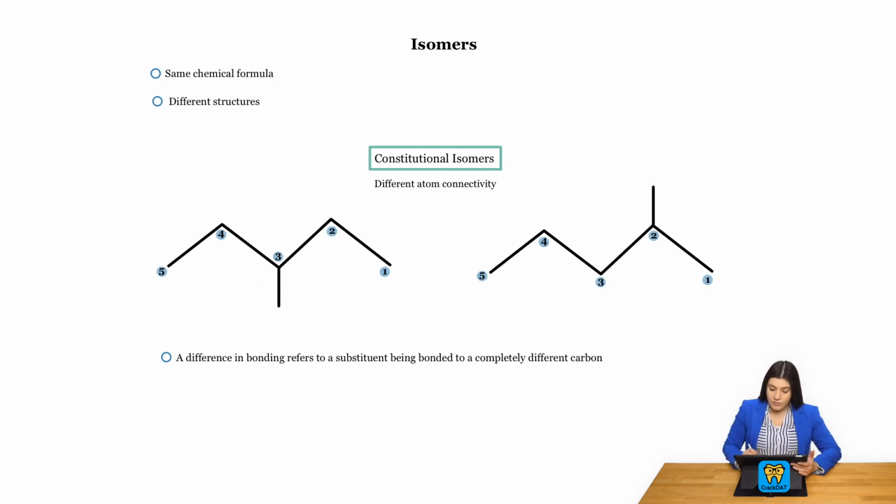So this is what's really changing. This is called atom connectivity. Constitutional isomers have different atom connectivity. What that's referring to is there's just a difference in bonding.